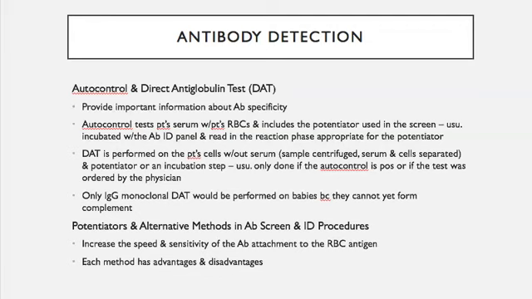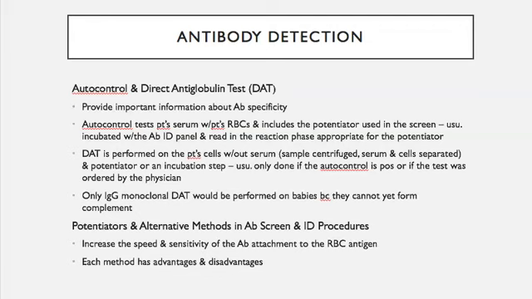Okay, antibody detection. So the autocontrol and the direct antiglobulin test, or DAT. I talked about it a little bit when we were going through those scenarios a few slides ago. The autocontrol and the DAT are going to provide important information about the specificity of that antibody. The autocontrol tests the patient's serum with the patient's red cells. And if you've used any kind of potentiator like LIS or PEG during the other phases of your testing, you would use it in the autocontrol also.